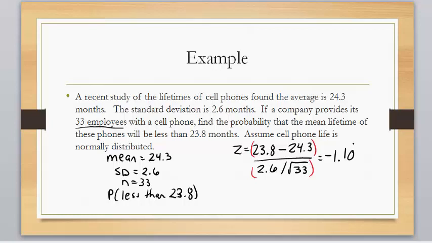Okay, next step is to draw the curve and mark off that z-score. So it is negative, so it's going to mark off on the left. And we want to shade less than that, so that means that we're shading again in the left tail of the curve.